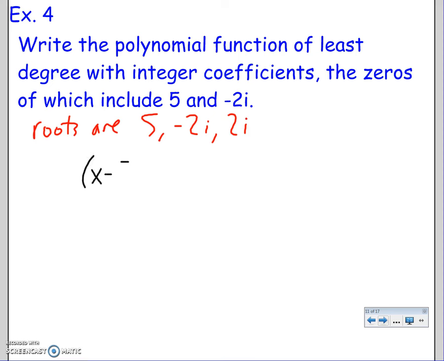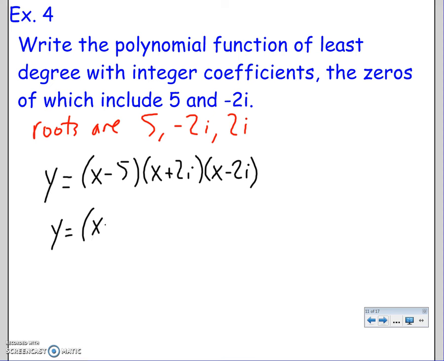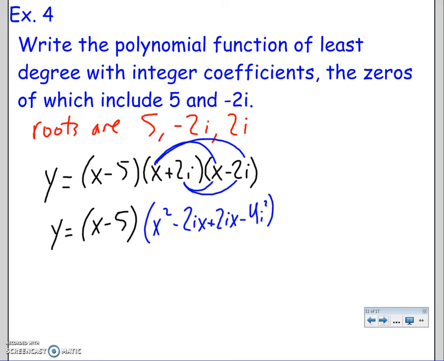I'm going to do the first one, x minus 5. x plus 2i because I changed the sign, and x minus 2i because I changed the sign. Well, we're going to multiply that. Your choice how you want to do it. I'm going to do the right two first because the imaginaries are nice. So x times x, I get x squared. x times negative 2i is negative 2ix. This times this is positive 2ix. This times this is negative 4i squared. Well, these combine till they're gone. And don't forget that i squared is negative 1. So negative 4 times negative 1 is positive 4.